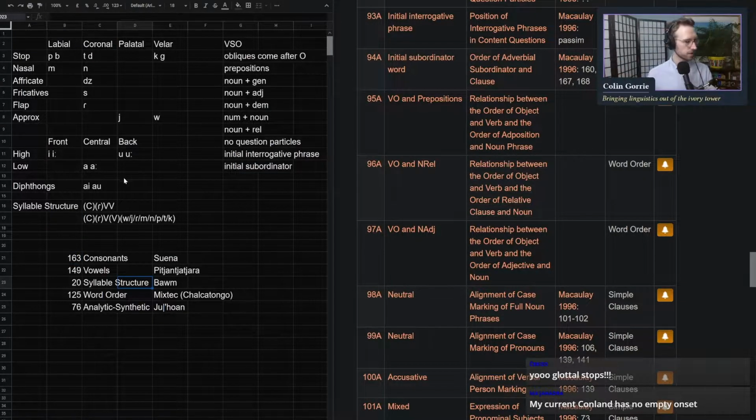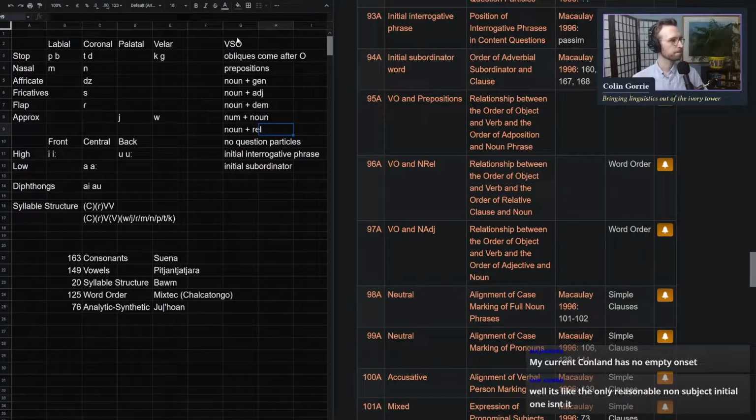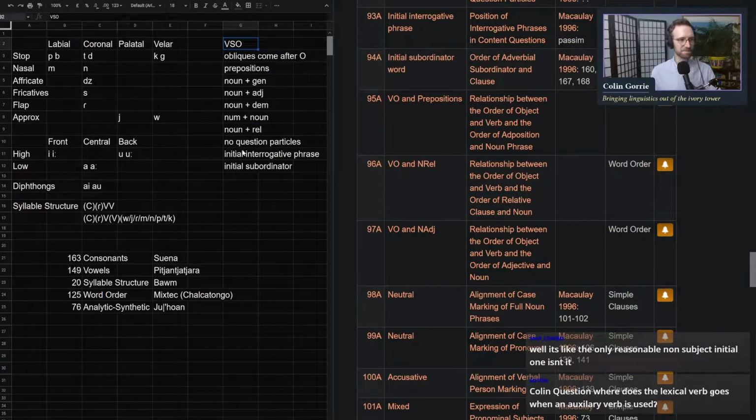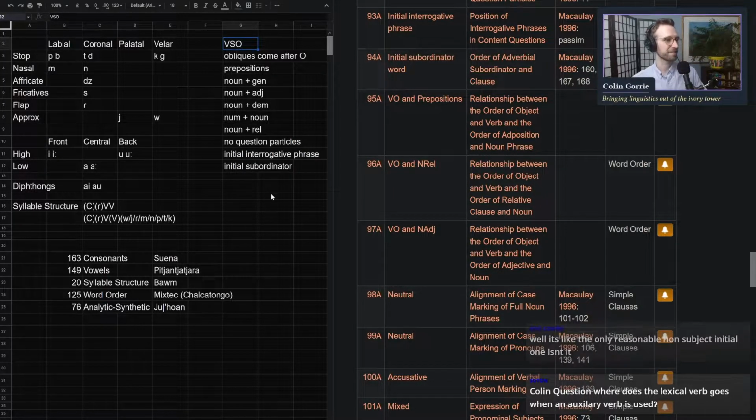Okay, so great. So these are our word order features here. VSO order. Kind of cool. I like VSO languages. I think Irish and Scottish Gaelic were my primary subject of research for a long time, so I've got a lot of love for VSO.